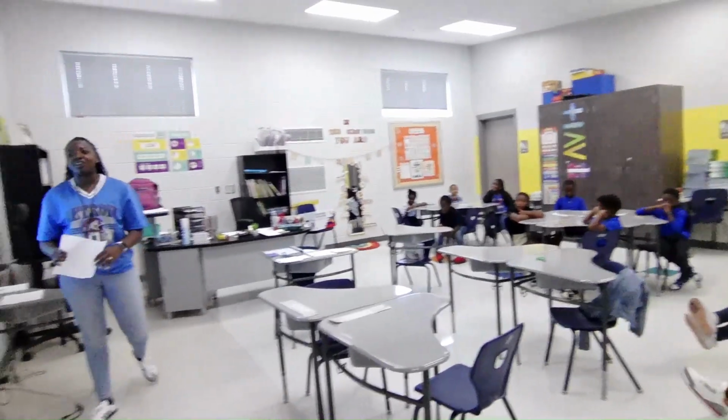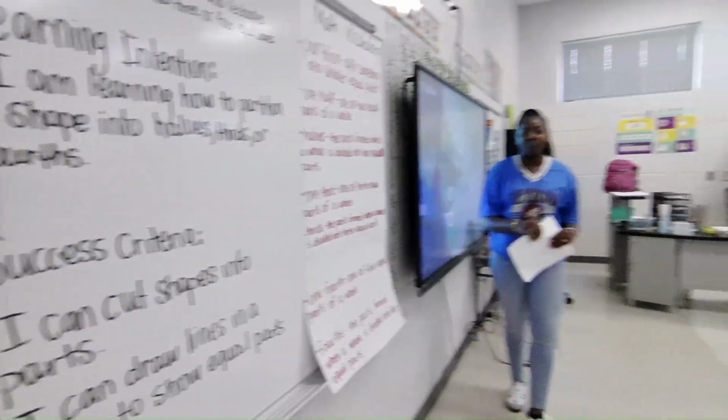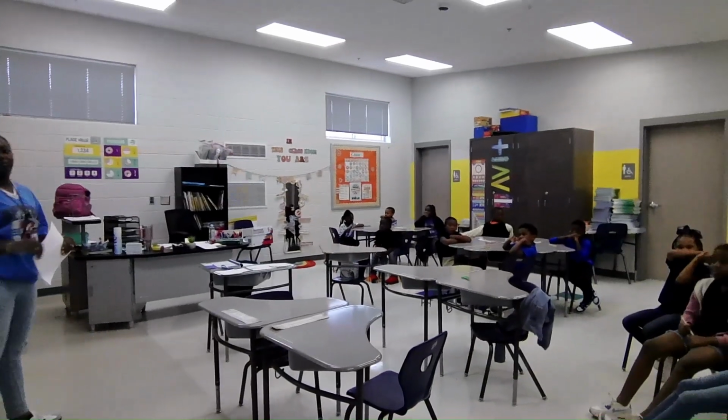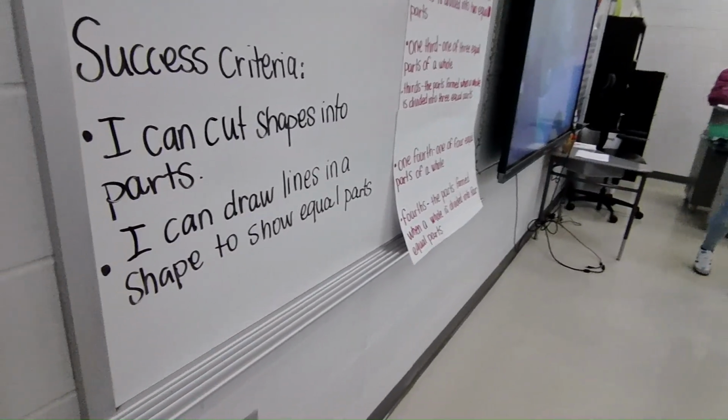So remember, we're going to be learning how to proportion a shape into halves, thirds, or fourths. In order to do that, we're going to have to be able to cut our shape into equal parts and draw lines in the shape to show equal parts.